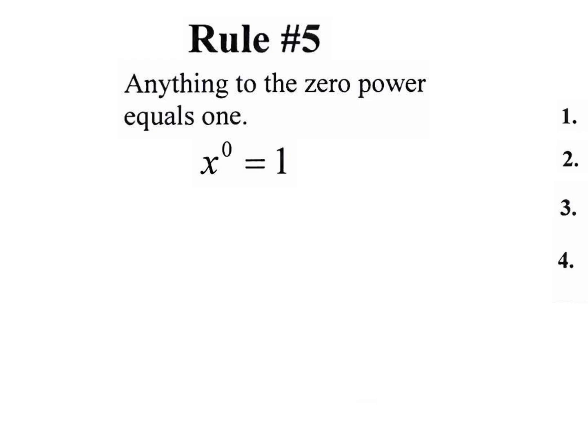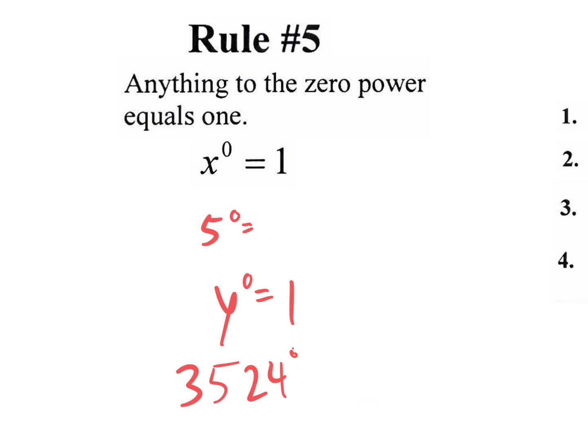X to the power of 0 equals 1. And then go ahead and write this example. 5 to the power of 0 equals 1. That's right. What if I said, how about y to the power of 0? What does that equal? 1. What if I said 3,524 to the power of 0 equals 1? Pretty easy, right? Anything to the power of 0 equals 1.